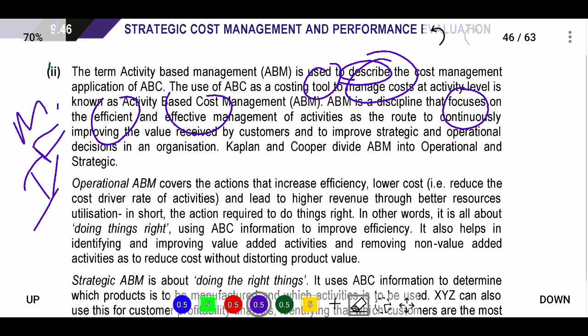And Kaplan and Cooper divided ABM into two types, that is operational and strategic. So ABC is a tool for managing the cost at activity level, and the second one is that it focuses on efficient and effective management and continuously improves strategic and operational decisions. This strategic and operational division in ABM was made by Kaplan and Cooper.